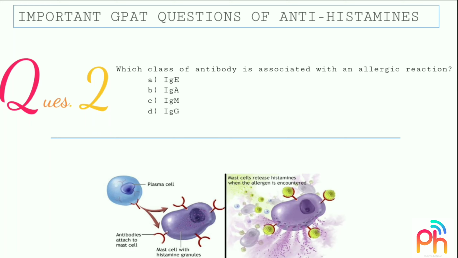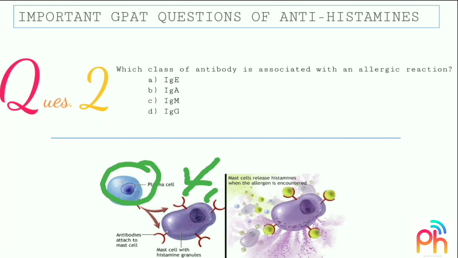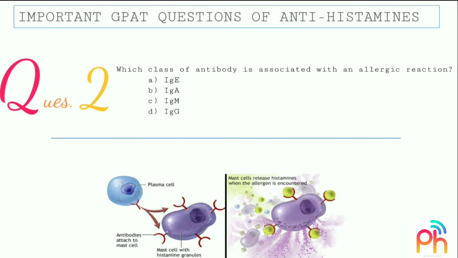As you can see in the diagram, there is the plasma cell. The Y-shaped structure is the antibody, and it is attached to the mast cell, and when the antigen is attached to the antibody, it releases the histamine that causes allergic reaction. So you have to name that antibody from these options. So you have 10 seconds to think.